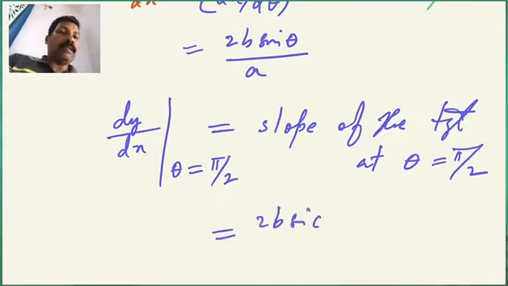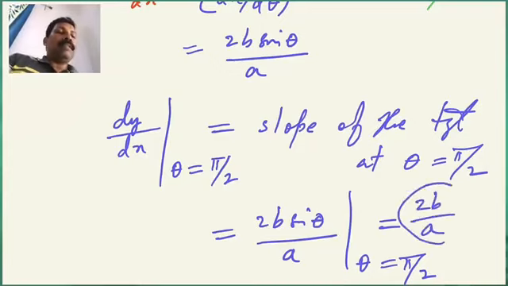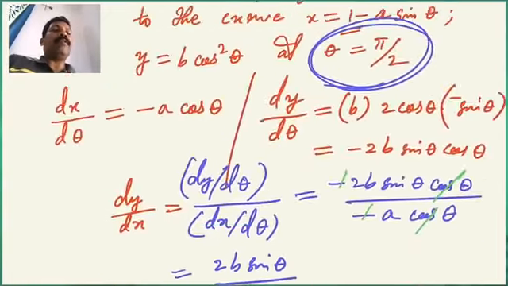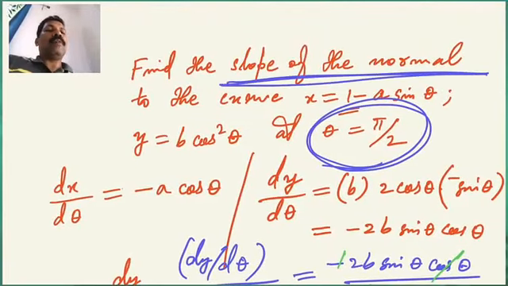So we have to evaluate 2b sin theta divided by a when theta is equal to pi by 2. That is very simple, because when theta is equal to pi by 2, sin theta becomes 1. So we have 2b by a. That is the slope of the tangent. But the requirement is the slope of the normal.